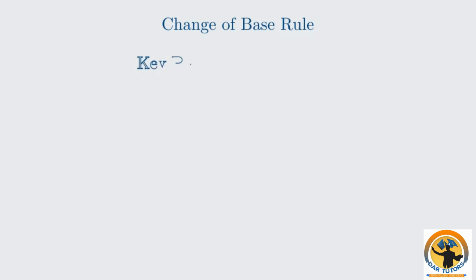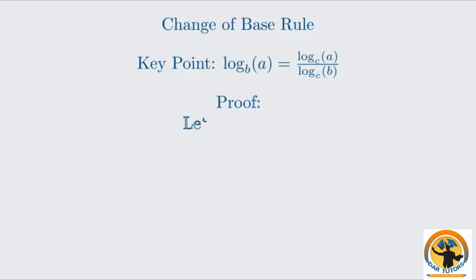The rule states that log base b of a is equal to log base c of a divided by log base c of b. Here, c can be any convenient new base, like 10 or e. Let's prove this rule. Let y equal log base b of a. Converting to exponential form, we get b to the power of y equals a.